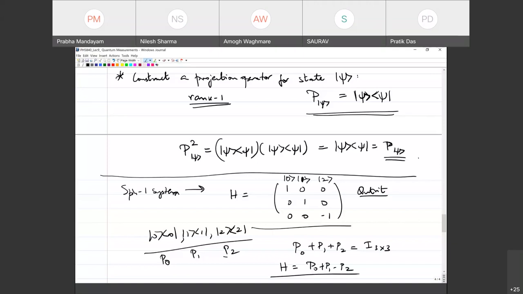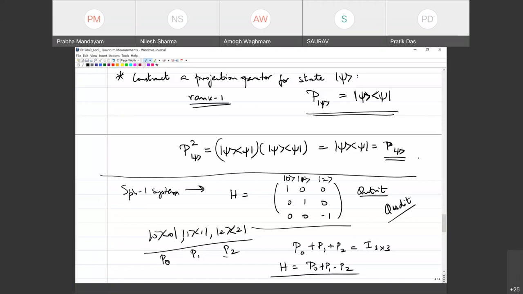But you can write down qutrits, and you can write down what are called qudits, which is any d-dimensional space. You can write down this basic computational basis, you can write down projectors, and all these properties go through. Okay, thank you.